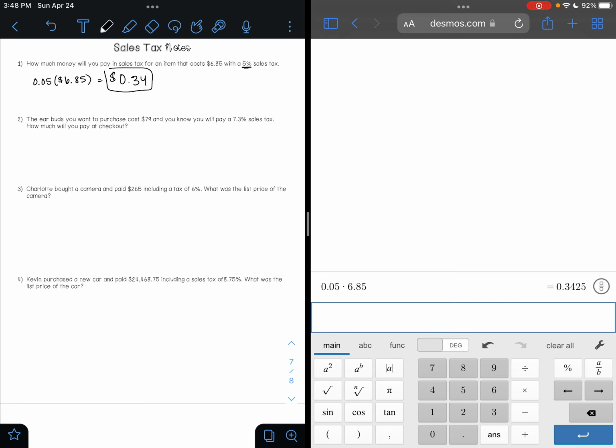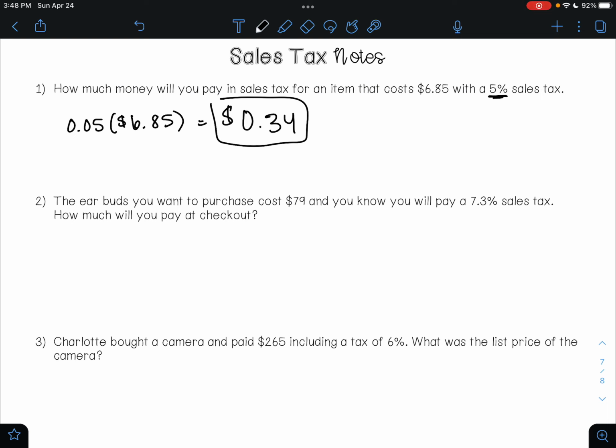So if I look at example 2, it says the earbuds you want to purchase cost $79 and you know that you will pay a 7.3% sales tax. How much will you pay at checkout? So first let's figure out how much money we're going to pay in sales tax. So I'm going to convert 7.3% to a decimal and get 0.073.